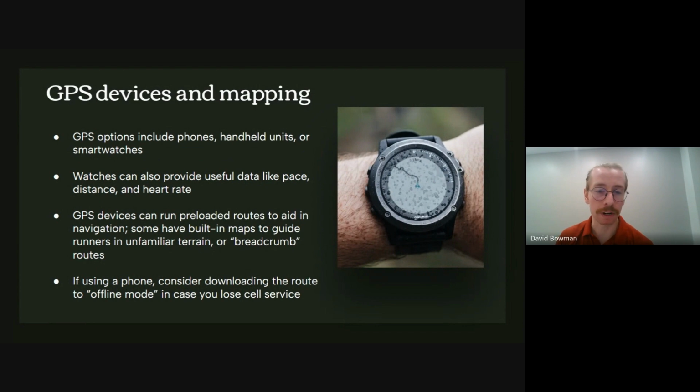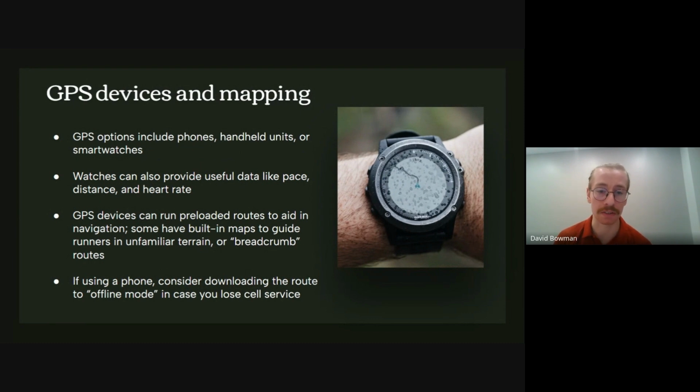Another key piece of gear that we often see for people is a GPS device, so things like a smartwatch. And a lot of people tend to have smartwatches, but these would include things like phones or handheld units in addition to smartwatches. I tend to be a bit more partial towards using a watch because it often provides useful running related data like your pace, your distance, and your heart rate. And these GPS devices can also have preloaded routes to help aid in navigation if you're trying out a new trail or route for the first time.